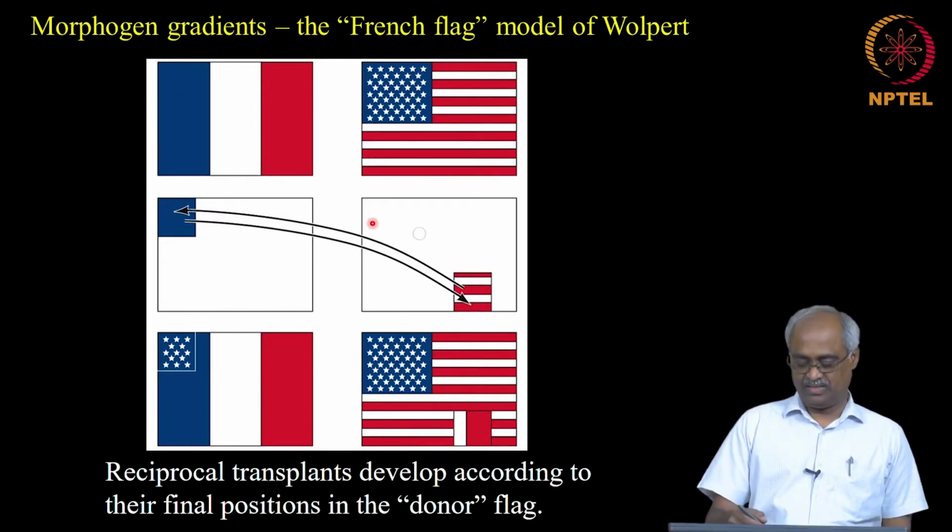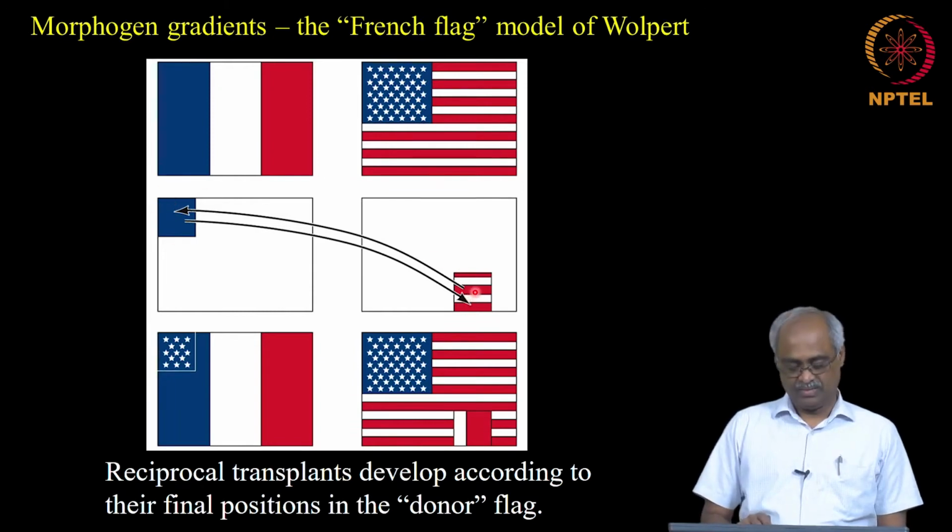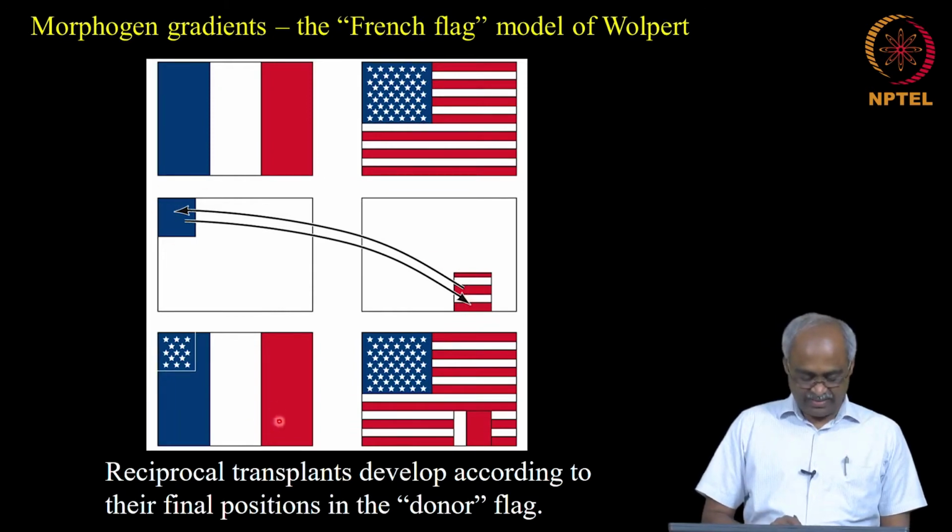Like in this embryo, in this part it would have made these stars and blue color background, and that is what it is going to do here. And similarly the opposite: you take this and put it here, it is not going to make this portion.